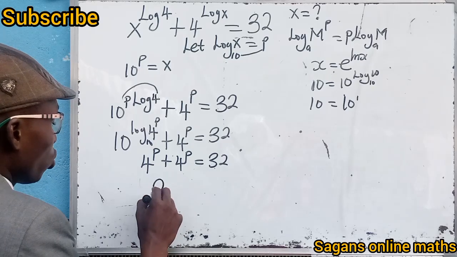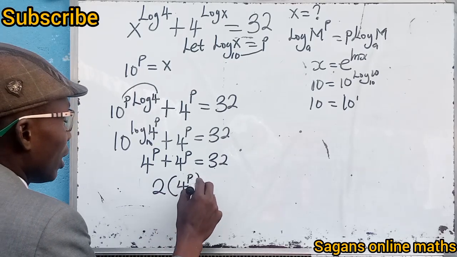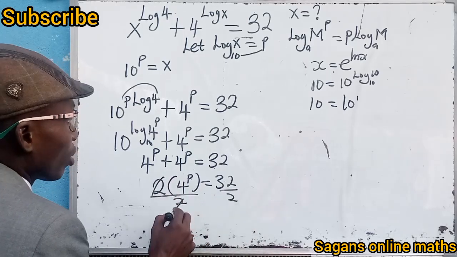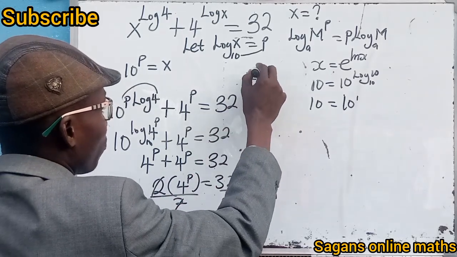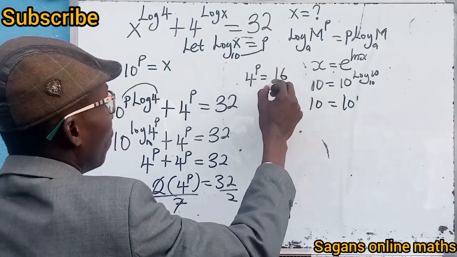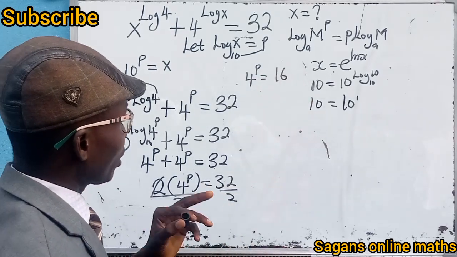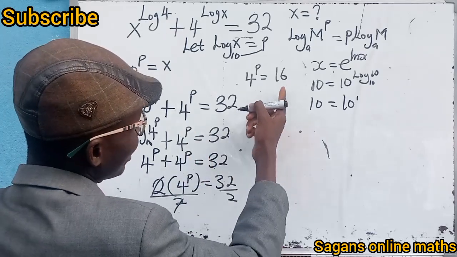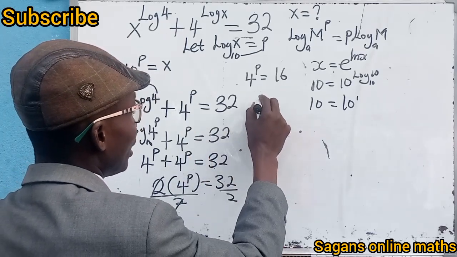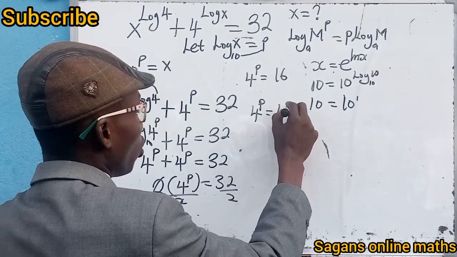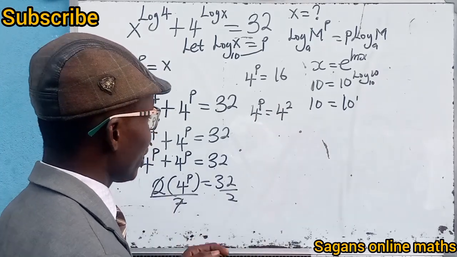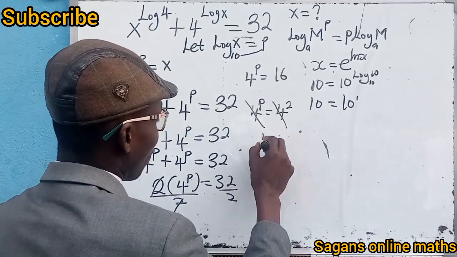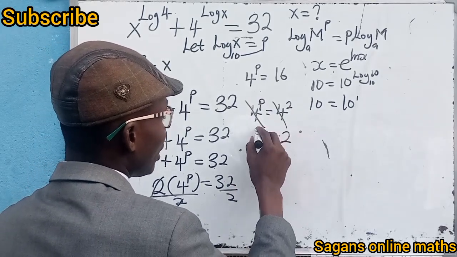This plus this gives us 2 times 4 raised to the power of p equals 32. Divide both sides by 2, and 4 raised to the power of p is equal to 16, because 32 divided by 2 is 16. Now we want to find the value of p so that we can find the value of x. So we put 16 in this form: 4 raised to the power of p equals 4 raised to the power of 2, which simply means 4 times 4, which is 16. Let's equate the powers since the bases are the same. Now p is equal to 2. This is the value of p.